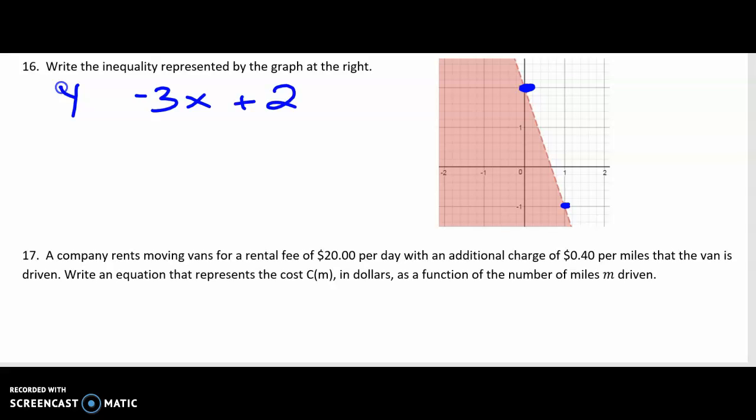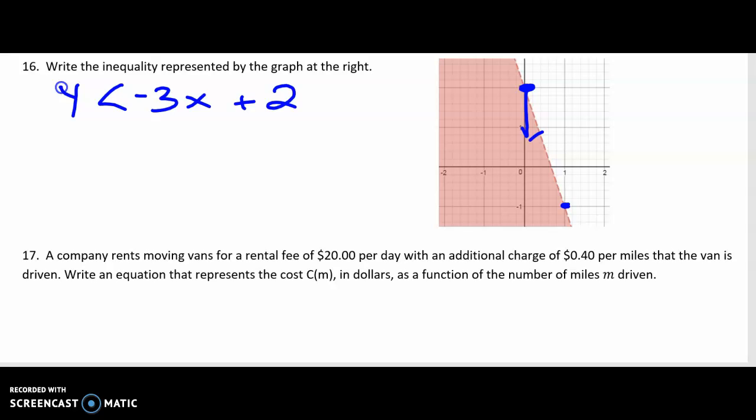Now I've got to figure out my symbol that goes in between here. I see a dotted line, therefore I know I do not have an or equal to. And then I look, is my shading above or below? If I pick a spot and look at where the shading is, it's down from it, so that would be below, which tells me less than.